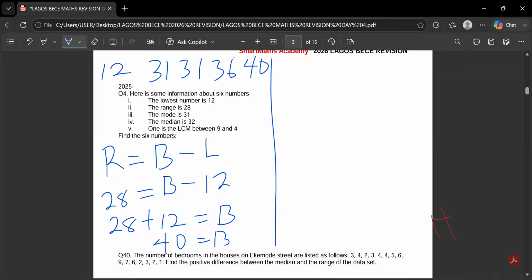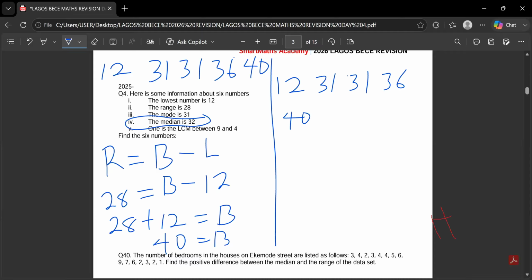Out of 6 numbers, we have seen 5. We have 12, 31, 31, 36, and 40. All right, it remains 1 number. Now let's come to this place.